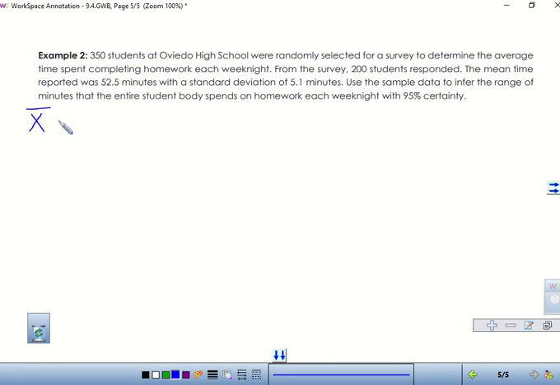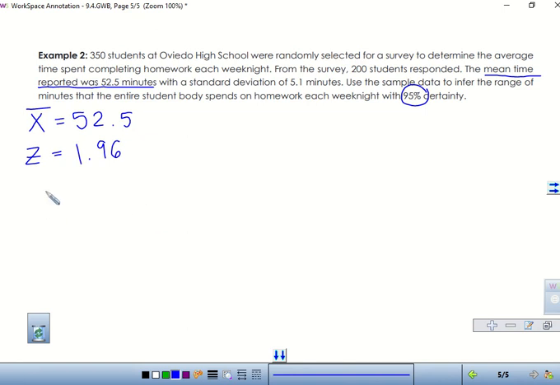So X bar is going to be the mean, the average. So the mean time reported was 52.5. So that's your X bar. The next thing you're going to look for is your Z, which corresponds to the percent of confidence, which is 95%. But for Z, we don't use 95%. We have to look at our chart, which will give us a Z value. So what is the Z value for 95%? 1.96. Good. 1.96. Does everybody see where we got that from?